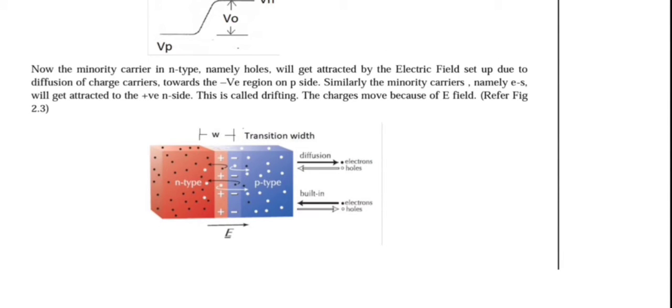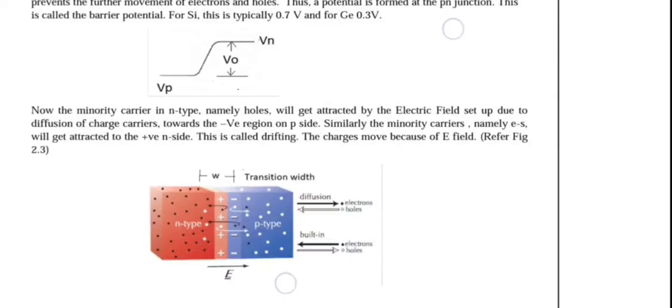So the electrons, which are the minority charge carriers in the p-type, will get attracted towards the positive n side, and holes, which are the minority carriers in the n-type, will get attracted towards the negatively charged p-type. So you can see here that electrons in the p region will get attracted towards the positive charge in the n region and will move in this direction. So electron drift is in this direction.